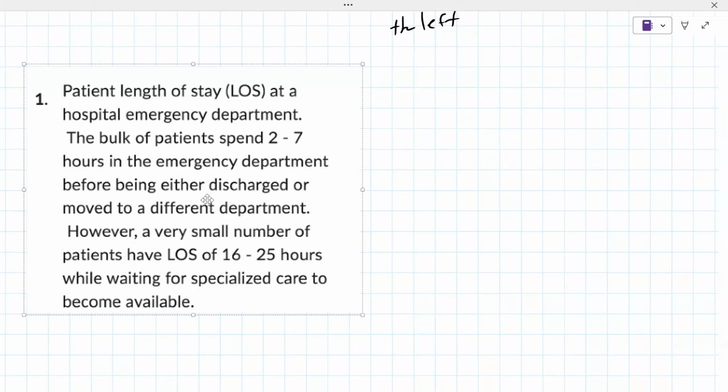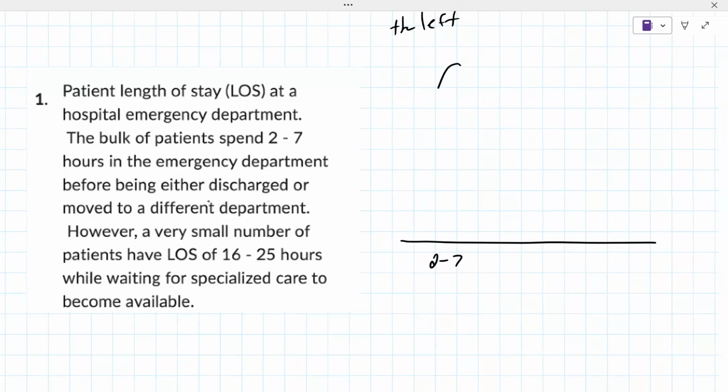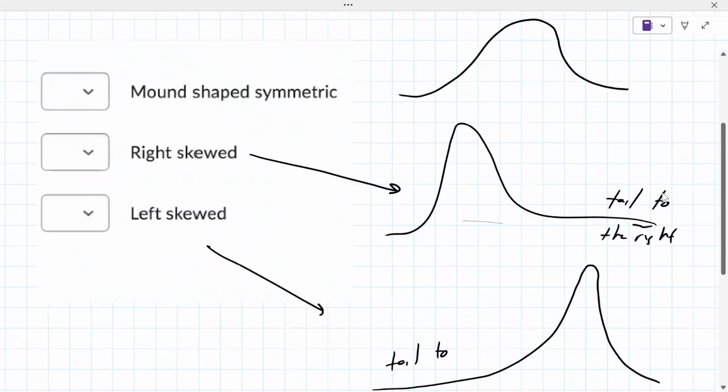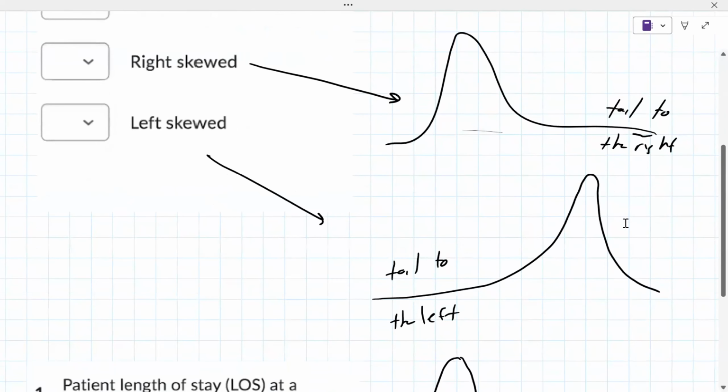So it says patient length of stay at a hospital emergency department. The bulk of patients spend 2 to 7 hours in the emergency department before being discharged or moved to a different department. However, a very small number of patients have lengths of stay of 16 to 25 hours. So what they're trying to say here is that, and let's put a graph here, from 2 to 7, that's the peak of the data right there. They're also saying out here at 16 to 25, there are some people that are there. So once we read it and create sort of a graph, we say it is right skewed. So number one is right skewed.